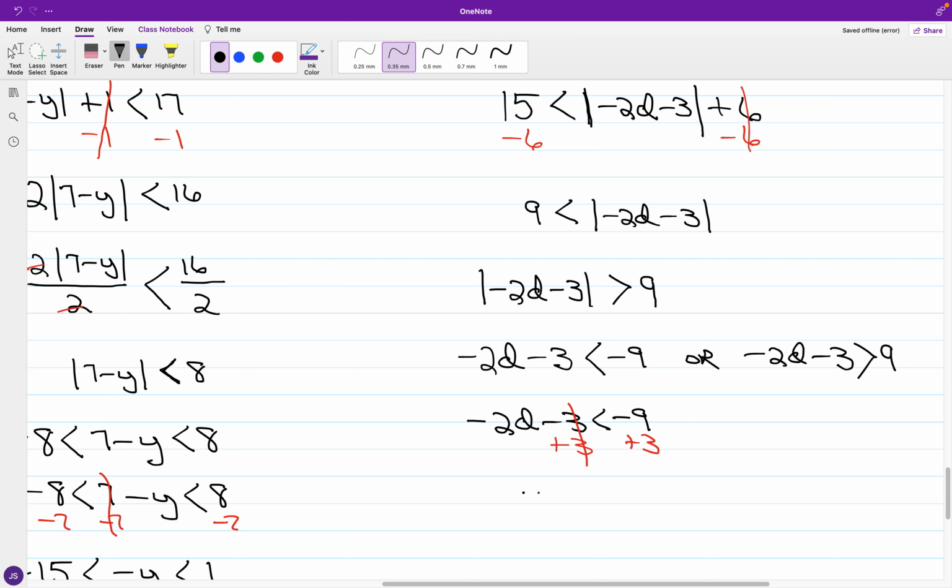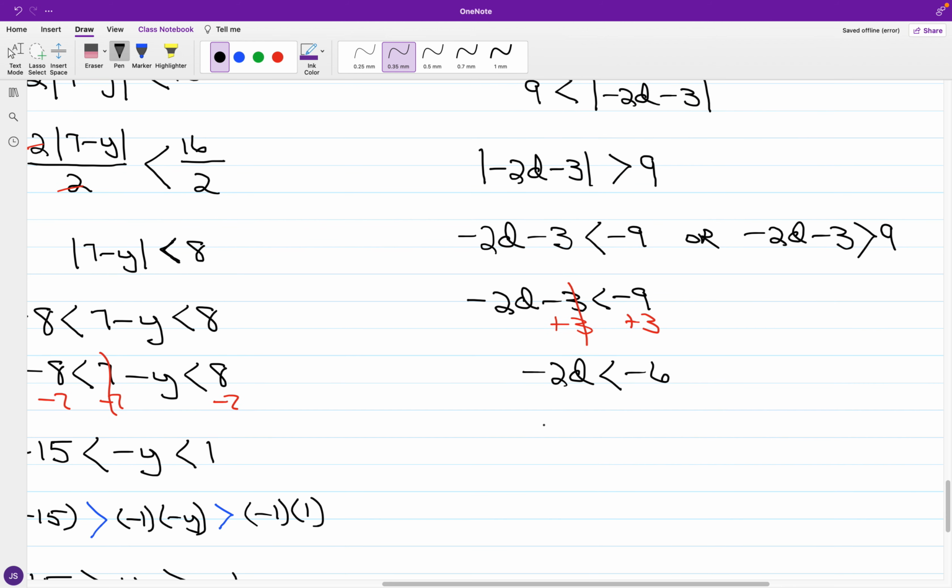Isolating negative 2d, upon adding 3, we have negative 2d is less than negative 6. And now I'm going back to dividing by negative 2, so the direction of the inequality changes. In this case, the first inequality translates to d greater than 3.